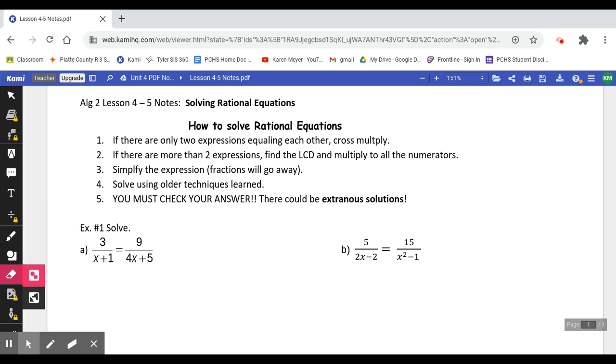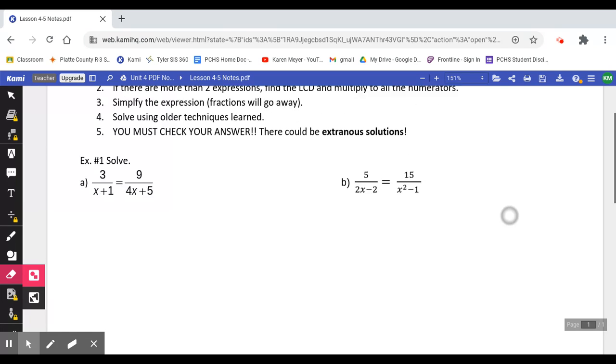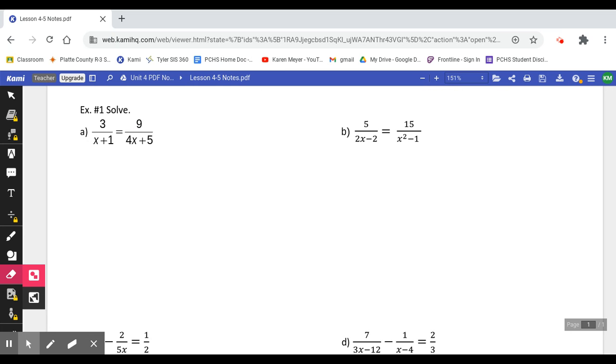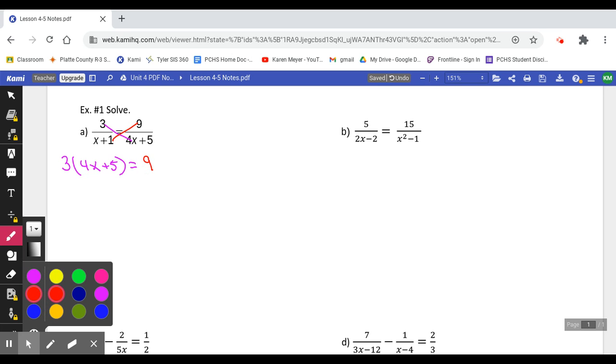So with two fractions, you get to use what we call cross multiply. So I would start off by taking 3 times 4x plus 5, and then set it equal to cross multiply the other way, which is 9 times x plus 1. So that will give me 12x plus 15 equals 9x plus 9. And now you just move things around and solve.